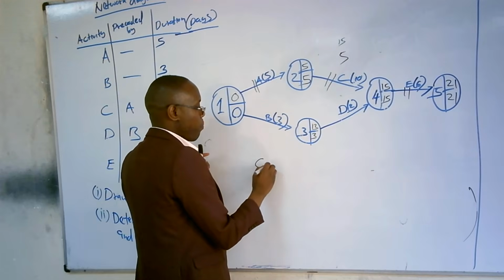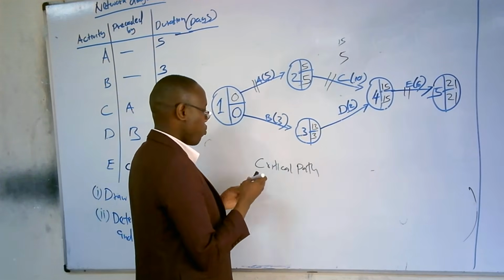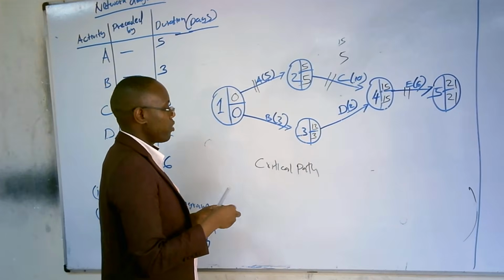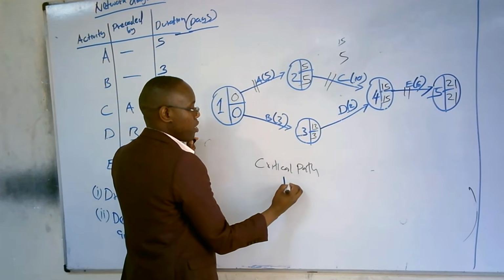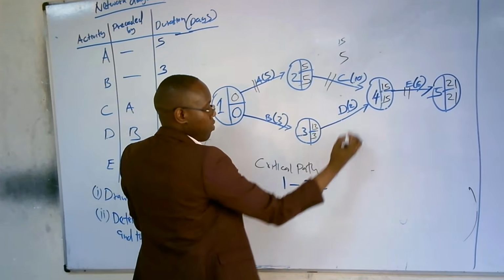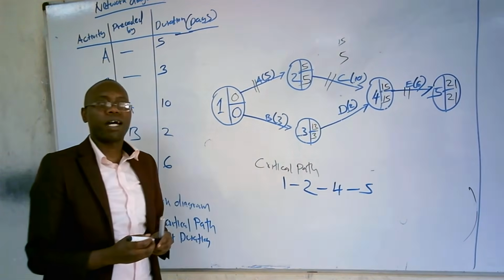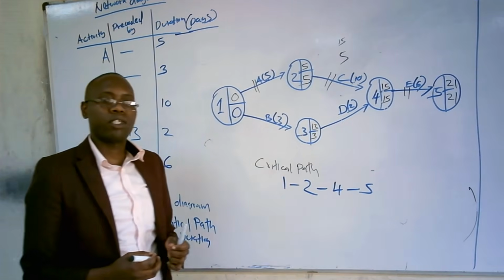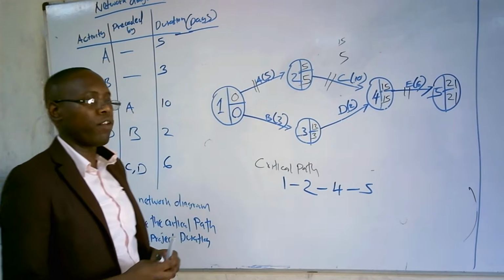So our critical path then is going to be 1 to 2. So you just state it as 1 to 2, and then 2 to 4, and then 4 to 5. So that's how you find the critical path. That's how we are going to find that critical path: 1 to 2, 2 to 4, and then 4 to 5.